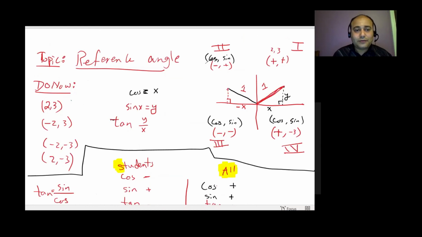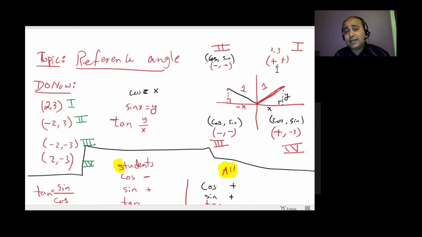Right, it will be in the first quadrant. This will be in the second quadrant because it's negative, positive. Third quadrant because it's negative, negative. This will be in the fourth quadrant because it's positive, negative. Here, positive, negative, fourth quadrant. Negative, negative is the third quadrant.